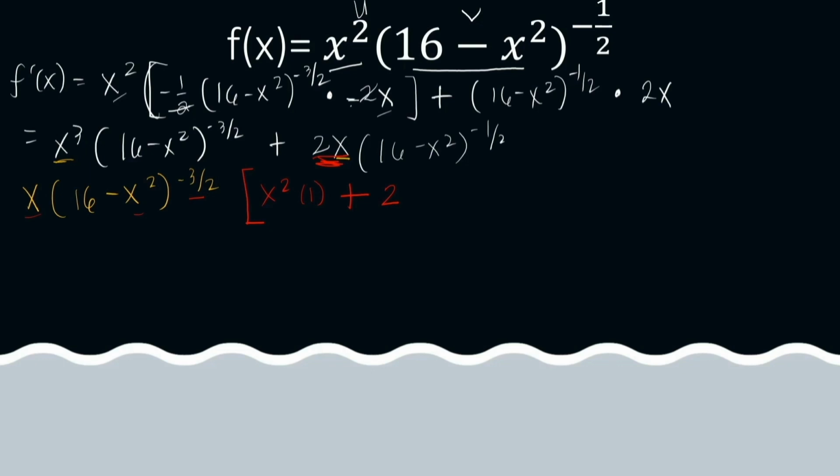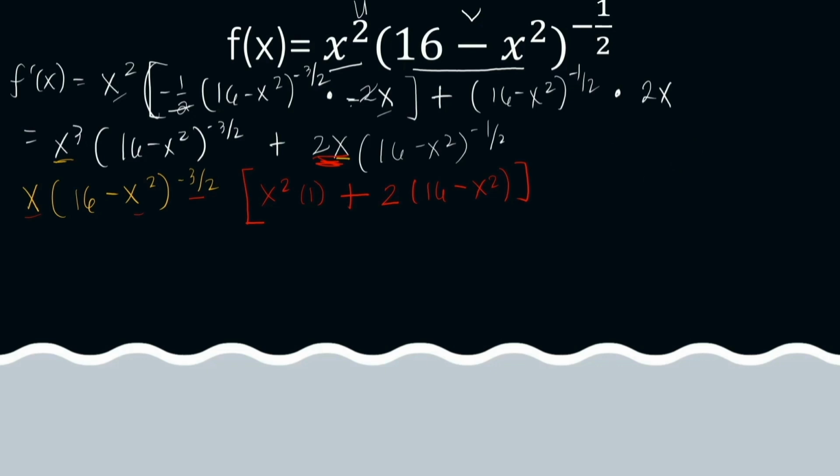So, pag nag-divide tayo ng fractional exponent, di ba? Pag multiply tayo, nag-a-add. Pag naman divide, nag-subtract tayo, di ba? So, negative 1 half minus negative 3 over 2. So, magiging positive, 3 over 2. So, it will become positive 2 over 2 or equal to 1. So, 16 minus x squared raised to 1. So, huwag natin ilagay yung 1. Okay?